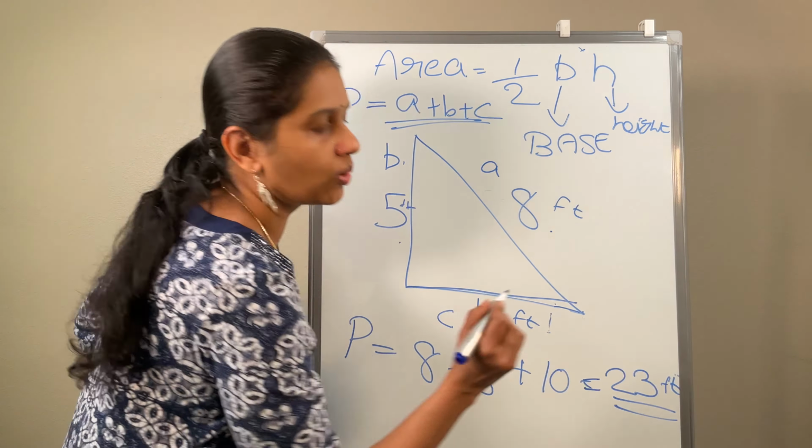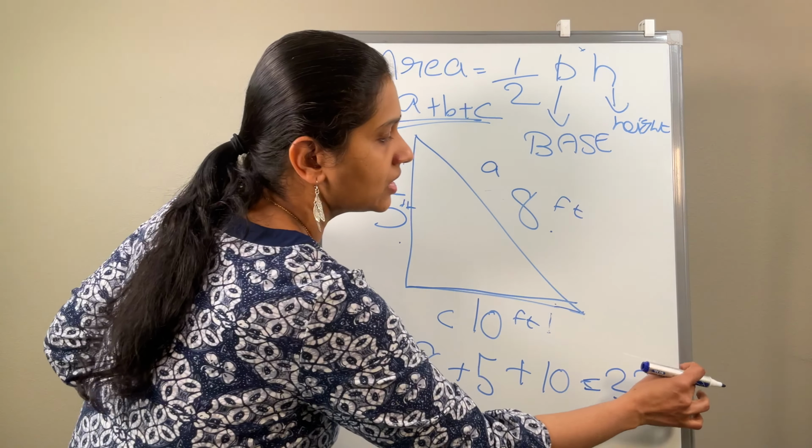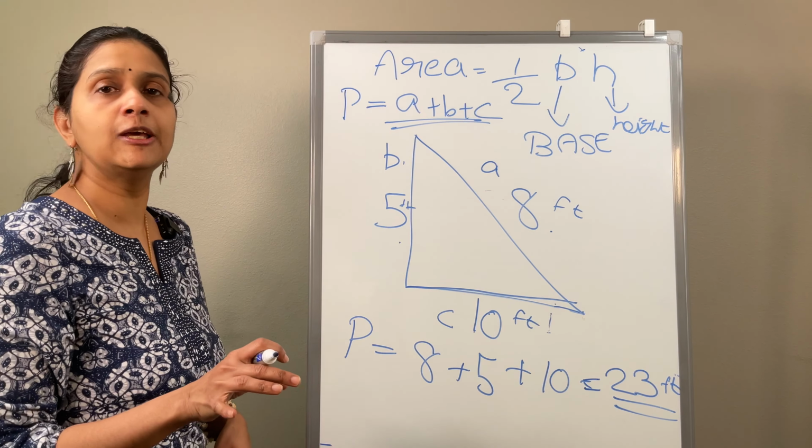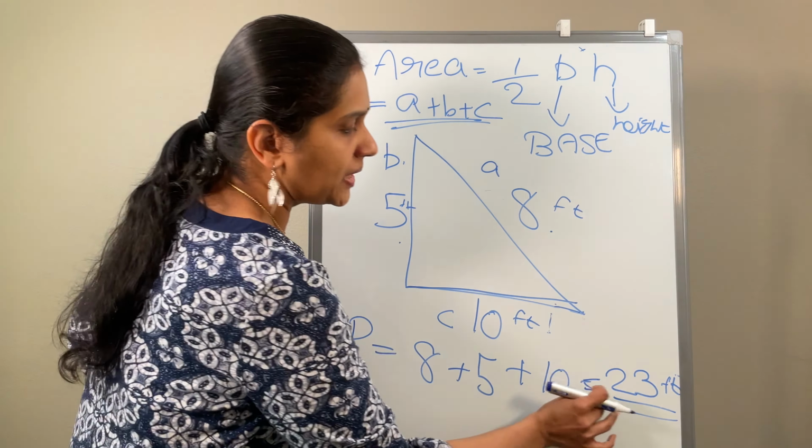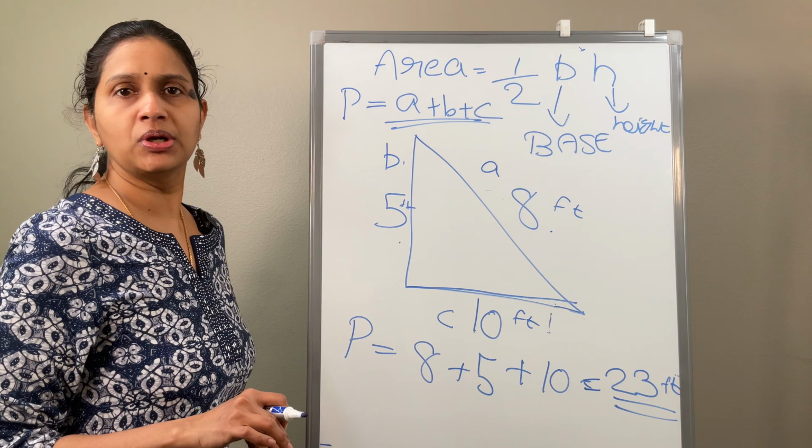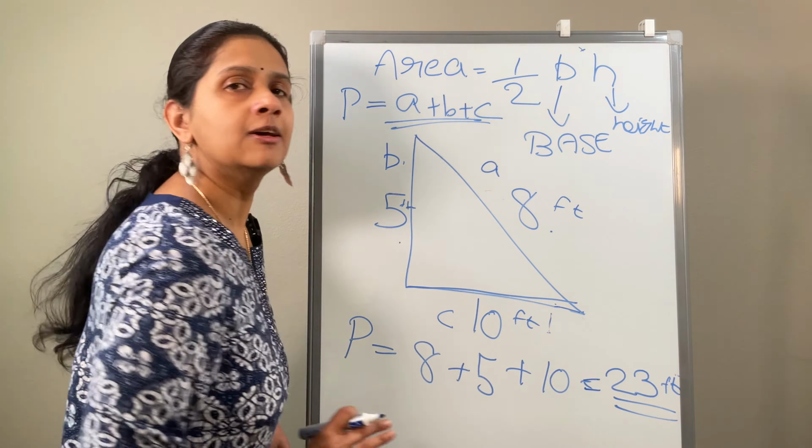Don't put the square here. Square feet should be written only for the area. For perimeter, you simply need to put feet, 23 feet.